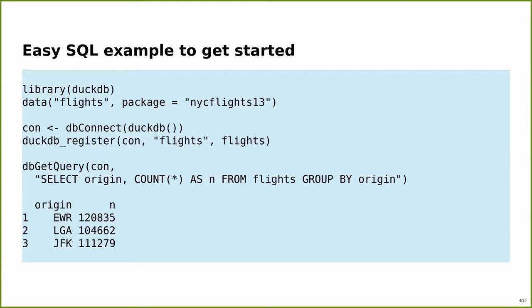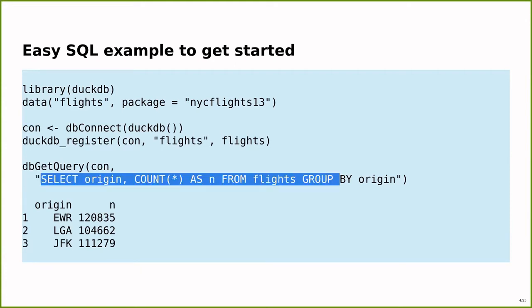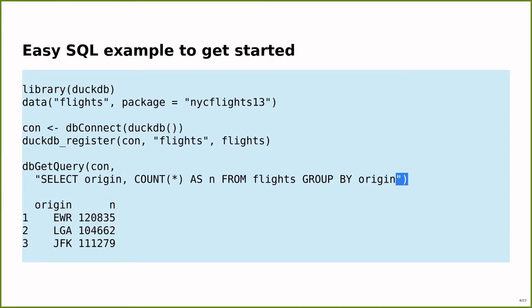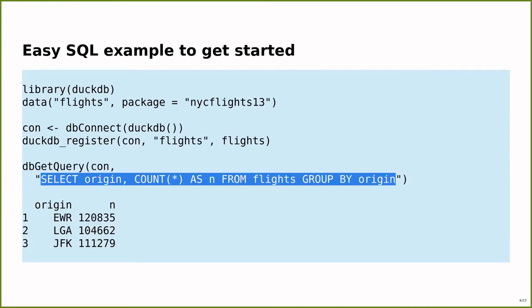But then you can just run a SQL query right on that data frame. So here, this is just a normal SQL query. All this does is count every flight coming out of every origin airport for the whole year, or for however long the data frame is listed. And we see there's 3 airports in here, Newark, LaGuardia, and JFK, and there's the count of every flight that departed those airports.